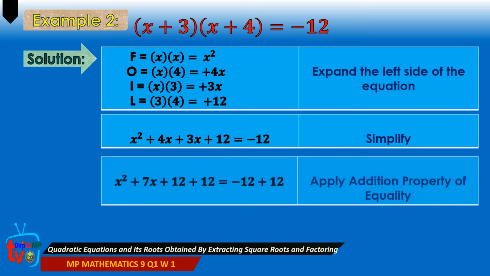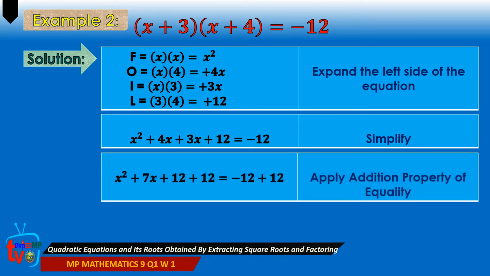So next, we are going to apply the addition property of equality, wherein we are going to add 12 to both sides of the equation. So we will have x squared plus 7x plus 12 is equal to negative 12 plus 12.